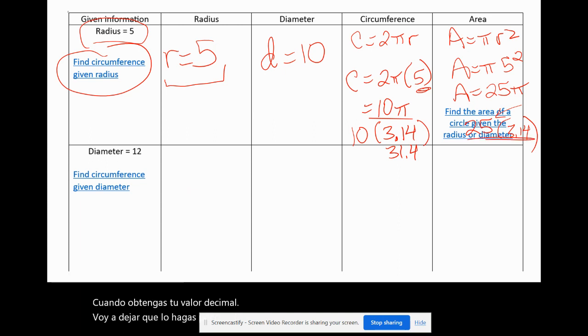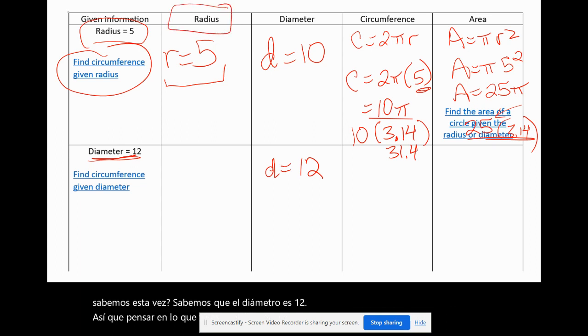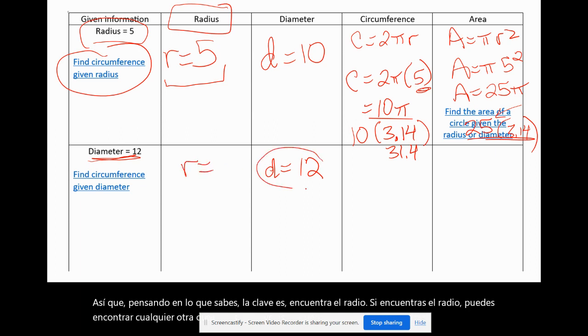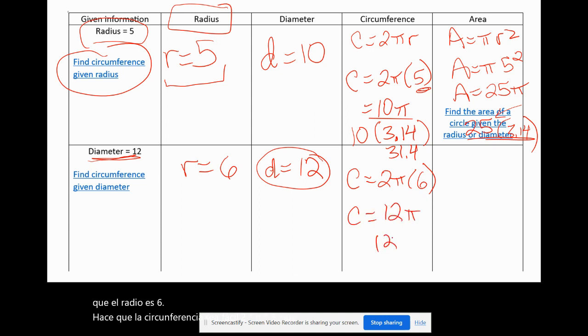So let's go to the second one. What do we know this time? We know the diameter is 12. So thinking about what you know, the key is find the radius. If you find the radius, you can find anything else. So the radius, remember the radius is halfway across the circle and the diameter is all the way. So the radius is 6. Makes the circumference easy. 2 times pi times 6, which is 12 times pi. Again, I'm going to let you put in 3.14 and find out that answer.